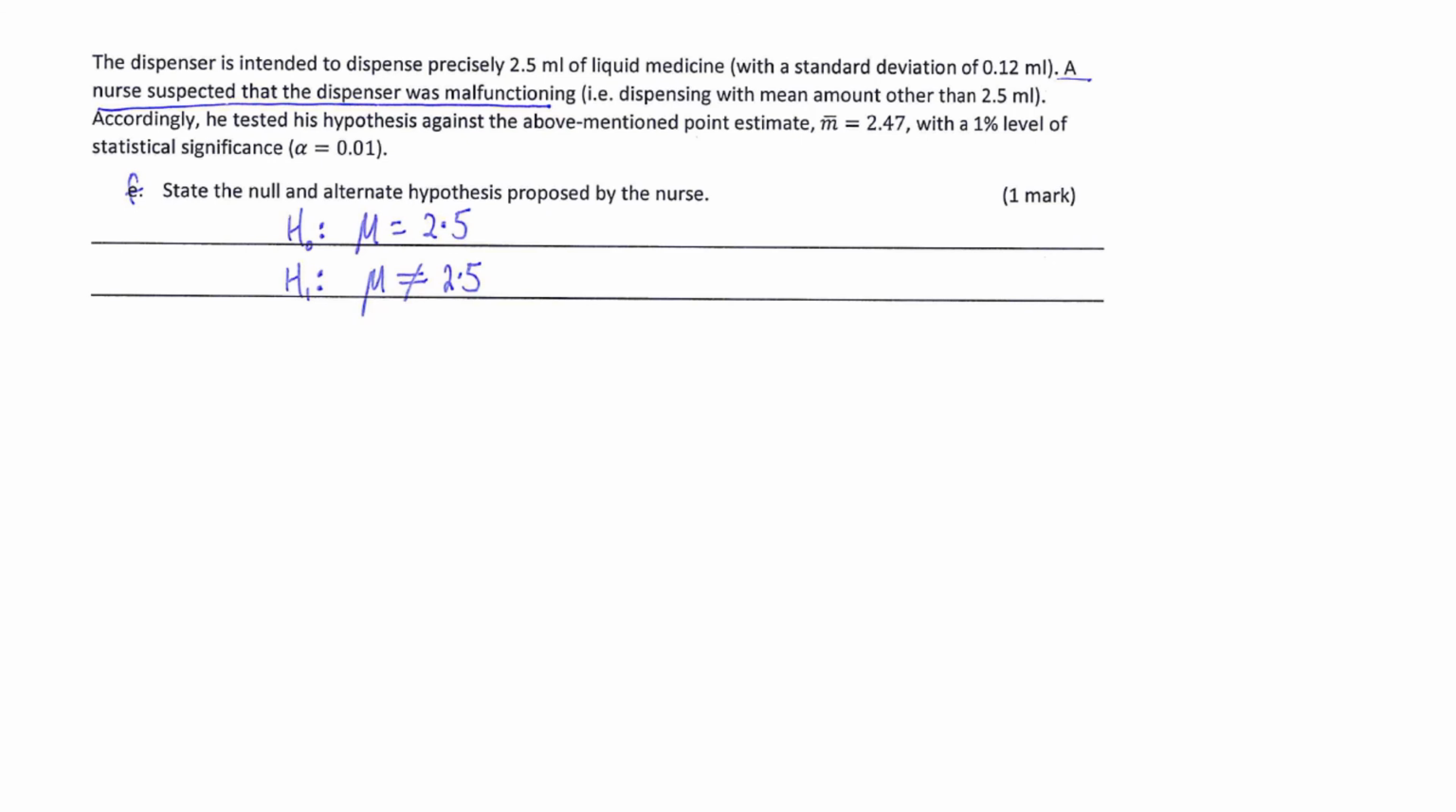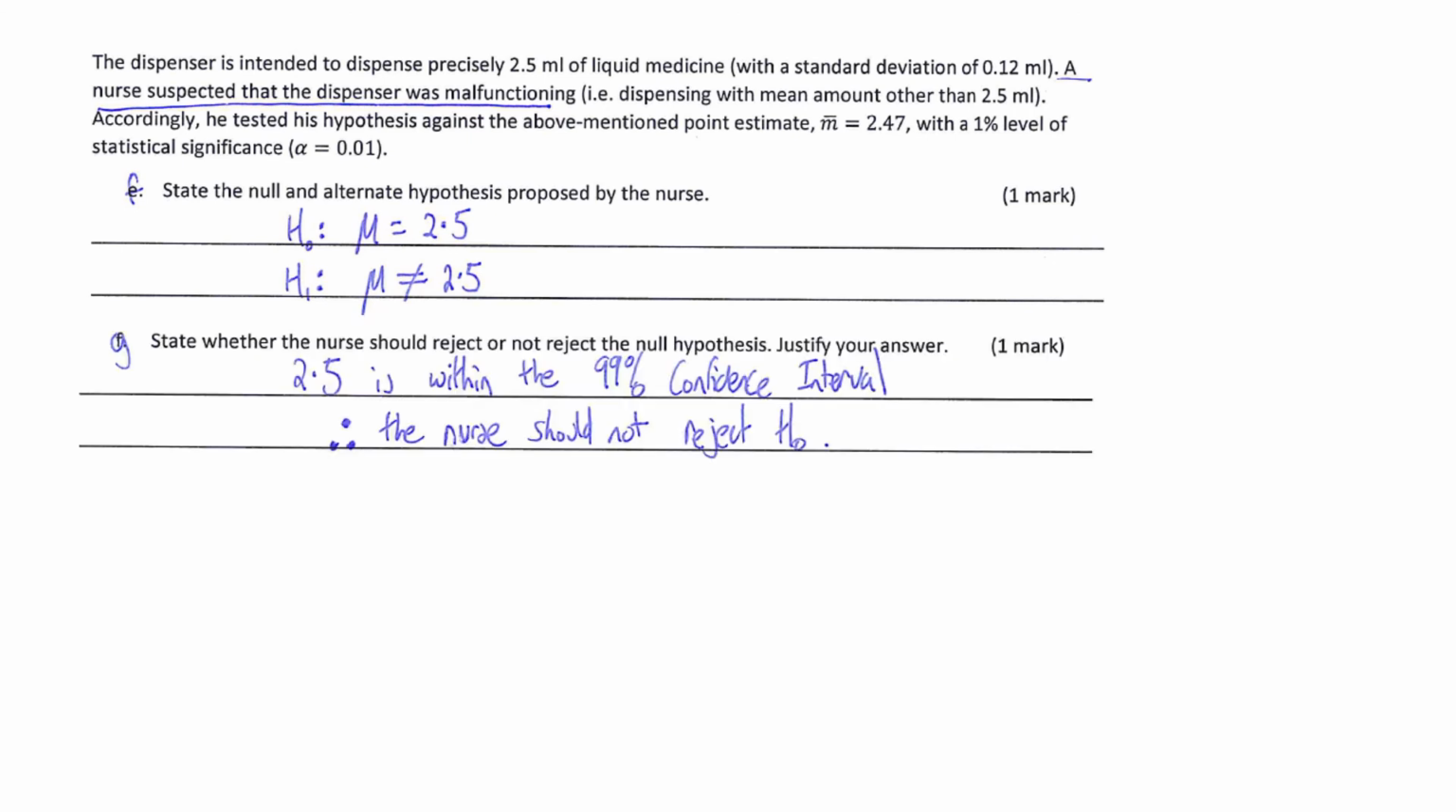Nevertheless, let's have a look at F. State the null and alternate hypothesis proposed by the nurse. Most of you did this correctly. Most of you were onto the fact that it was a non-directional alternate hypothesis. So mu is equal to 2.5, dispensing what it should, and the alternate is mu is not equal to 2.5, dispensing something other than what it should.